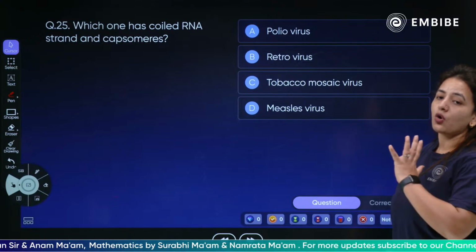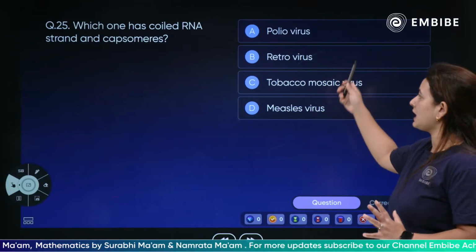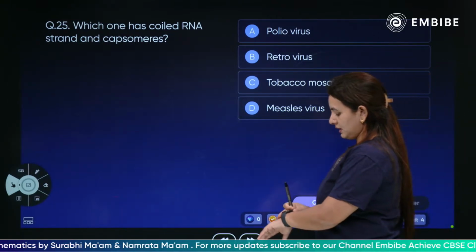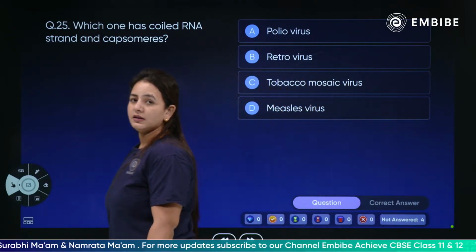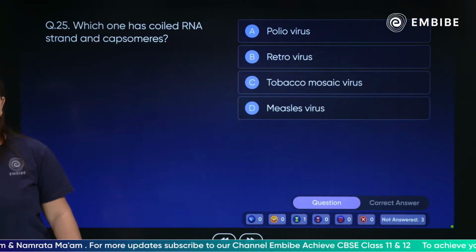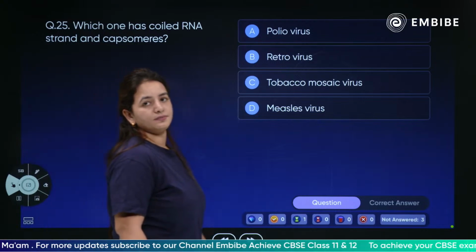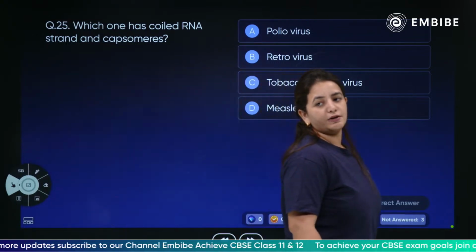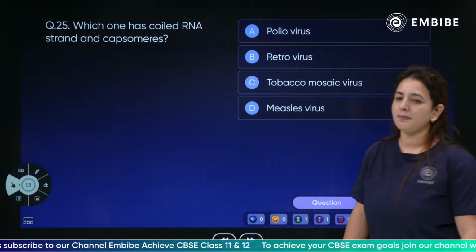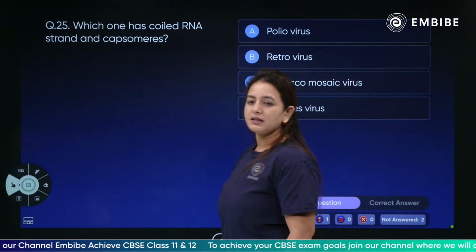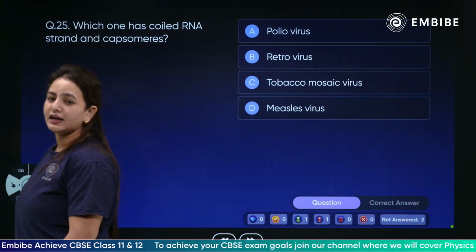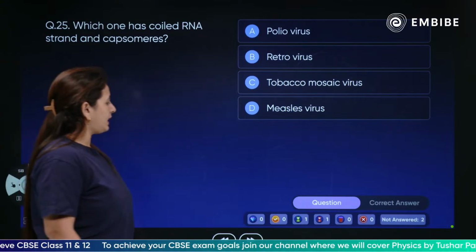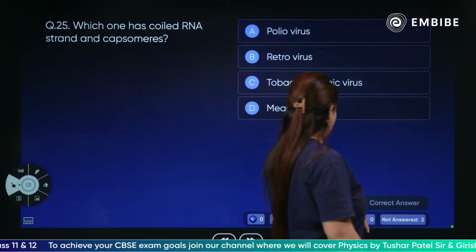Which one has a coiled RNA strand and capsomeres? Poliovirus, retrovirus, tobacco mosaic virus, measles. Which among them has a coiled RNA and capsomeres? Yes? Quickly answer, children.